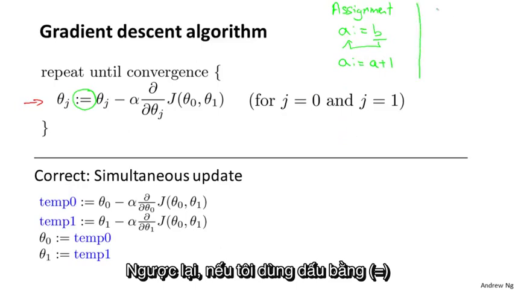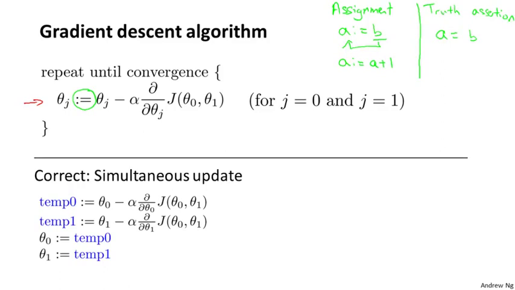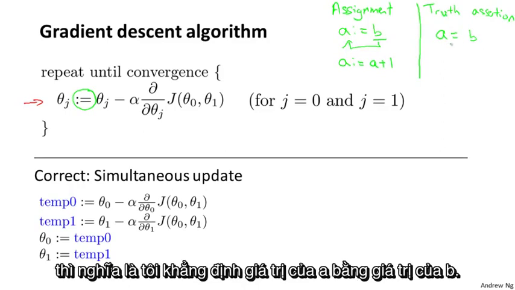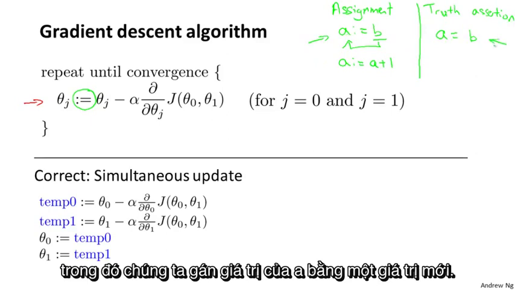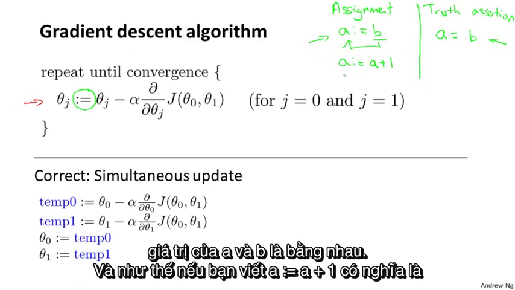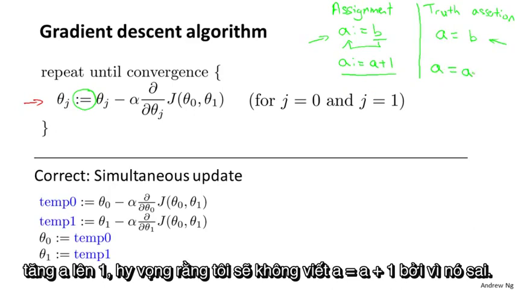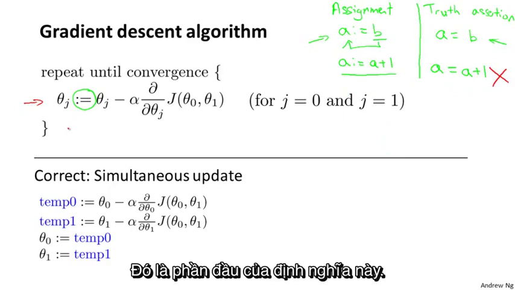Whereas in contrast, if I use the equal sign, if I write A equals B, then this is a truth assertion. If I write A equals B, then I'm asserting that the value of A equals the value of B. So the left-hand side is a computer operation where you set the value of A to a new value. The right-hand side is asserting, I'm just making a claim that the values of A and B are the same. And so whereas I can write A colon equals A plus 1, which means increment A by 1, hopefully I won't ever write A equals A plus 1 because that's just wrong, right? A and A plus 1 can never be equal to the same values. Okay, so that's the first part of the definition.